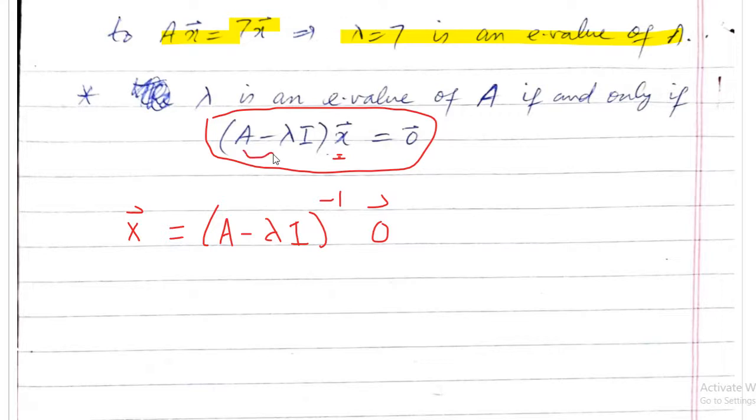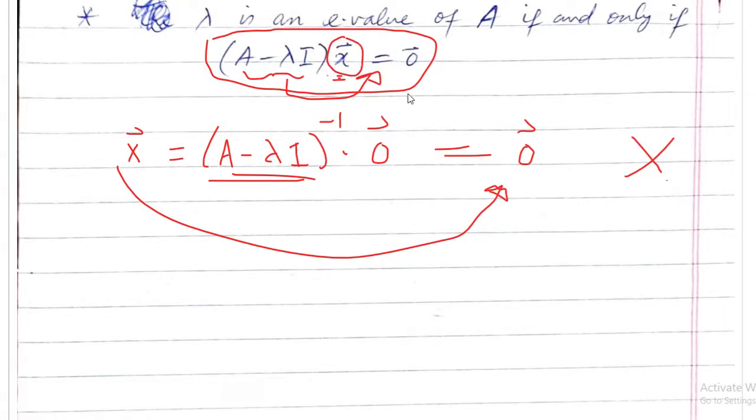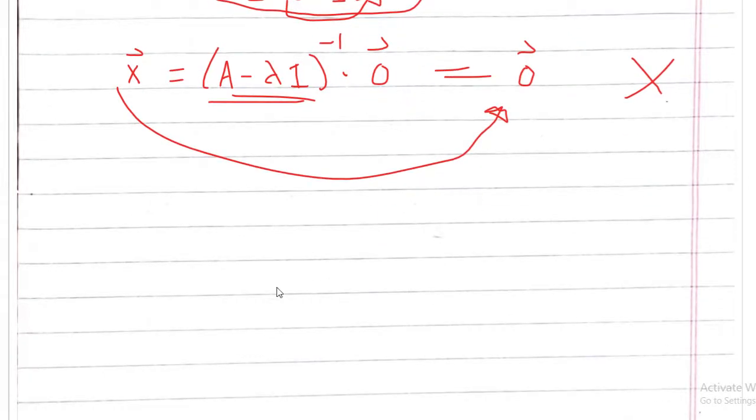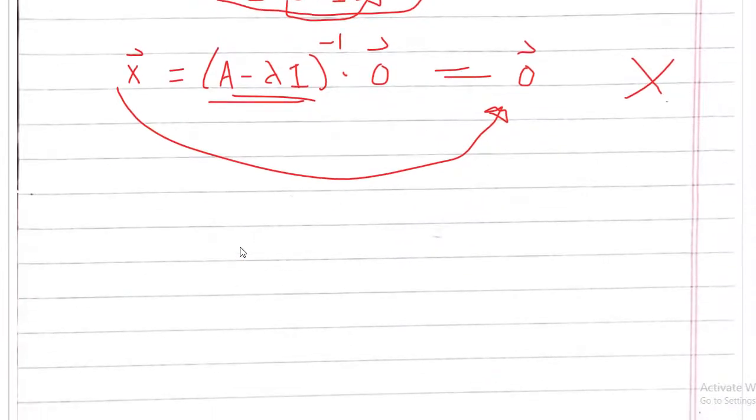If the inverse of this thing exists, I can multiply the right hand side by its inverse. That's what I did. And this will be equal to 0, because if you multiply any matrix by 0, your answer will be 0. It means x is equal to 0 is the solution, which is not acceptable. Why? Because I am looking for non-zero solutions. I don't want x equal to 0. I want non-zero solutions of x. So for non-zero solutions, my inverse should not exist.